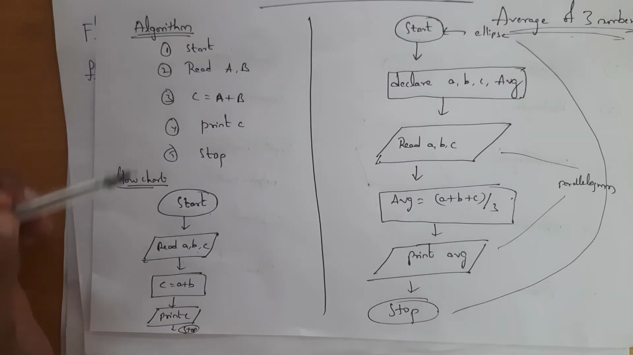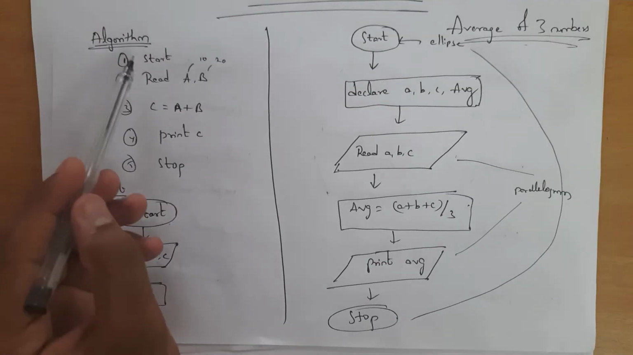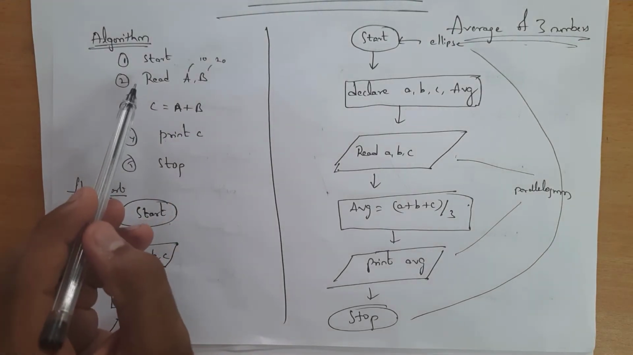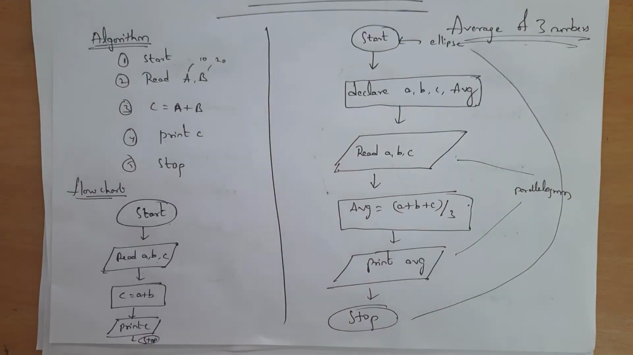This is algorithm and flowchart for addition of two numbers. Step 1 is start. After that, step 2 is read A, B. That means I can store two values in variable A and variable B. Let two values be 10 and 20. I am storing value 10 in A and value 20 in B.